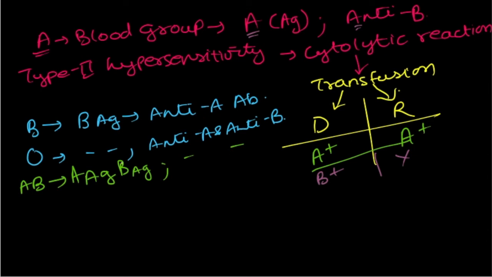This is due to the fact that if anti-A and anti-B both are present, then ultimately anti-A will target the A antigen and anti-B will target the B antigen, and this will lead to the hemolysis. And again the type 2 hypersensitivity-like scenario will arise, which will lead to the cytolytic reaction, which will ultimately be fatal to the recipient.